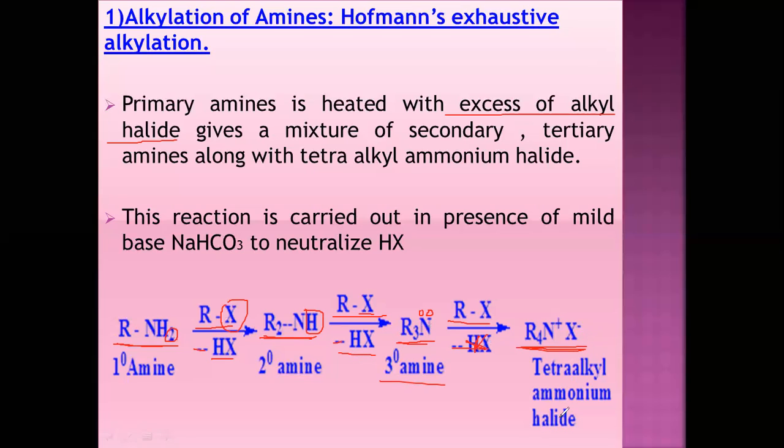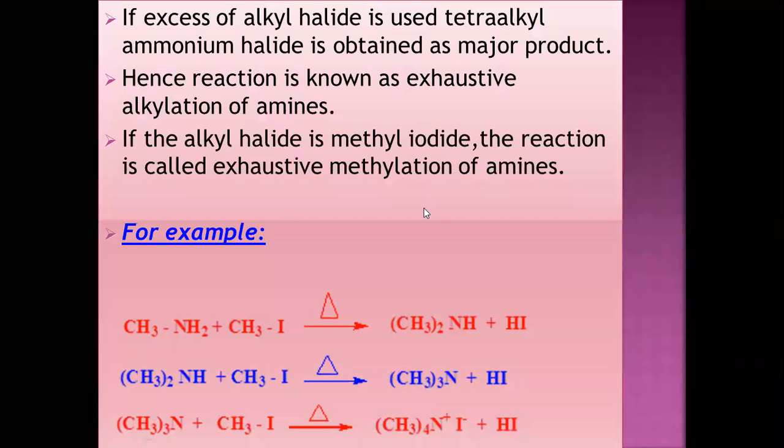Now this whole reaction is called alkylation of amines, or Hofmann's exhaustive alkylation. Now, take one example. If excess of alkyl halide is used, tetraalkyl ammonium halide is obtained as the major product. Whenever excess of alkyl halide is used, tetraalkyl ammonium halide is obtained as the major product. Hence, this reaction is called exhaustive alkylation of amines.